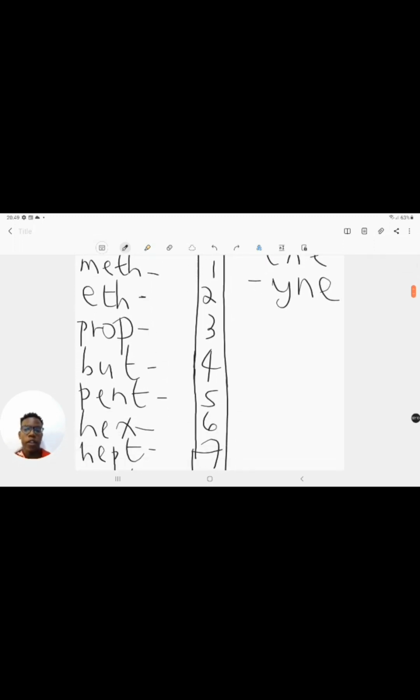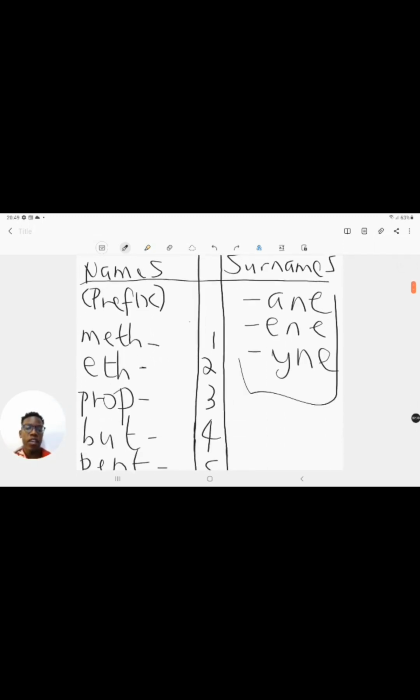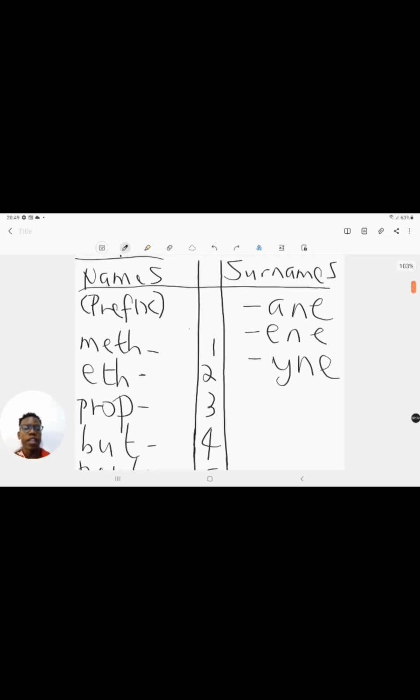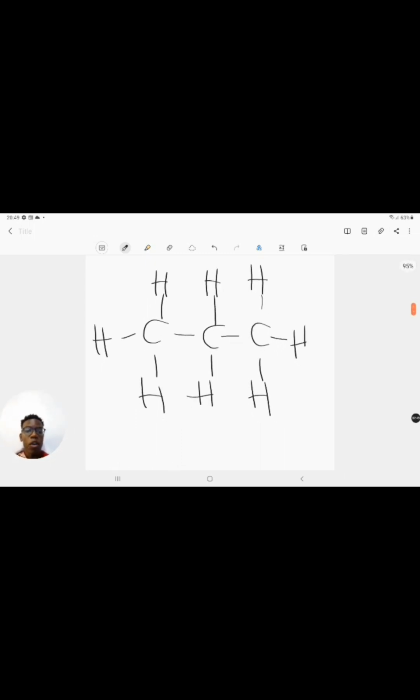The column on the left here is the first part of the name of the compounds that we deal with, and the right side column is the second part of the names that we come up with for our aliphatic compounds. As an example, if we've got a hydrocarbon that looks like that, I'm going to do this very quickly because I'm just recapping. This has been covered in a previous video, and we want to find the name of this compound.